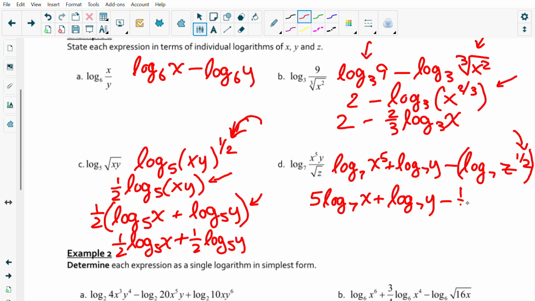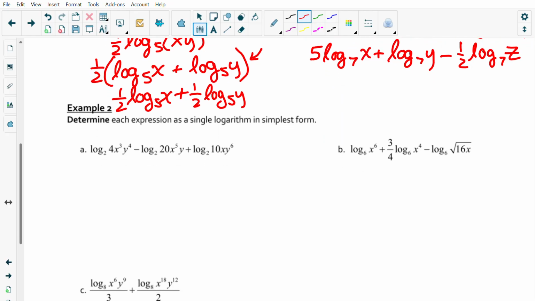This 1/2 exponent comes out in front, and that becomes 1/2 log base 7 of z. Okay, and that's the simplest form.